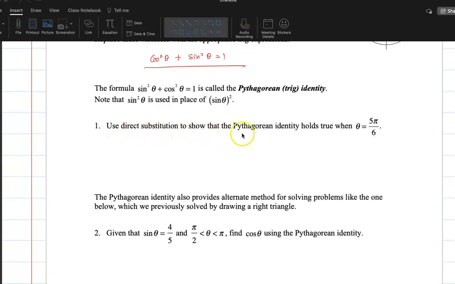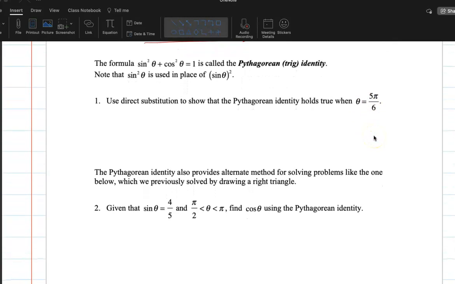Use direct substitution to show that the Pythagorean identity holds true when theta is equal to 5 pi by 6. So when you substitute, we have sine squared 5 pi by 6 plus cos squared 5 pi by 6, and you have to prove that this is equal to 1. Both thetas are replaced by 5 pi by 6. Now, what is sine 5 pi by 6? That is 150 degrees, and you have to square it, plus cos 5 pi by 6, which you also have to square.